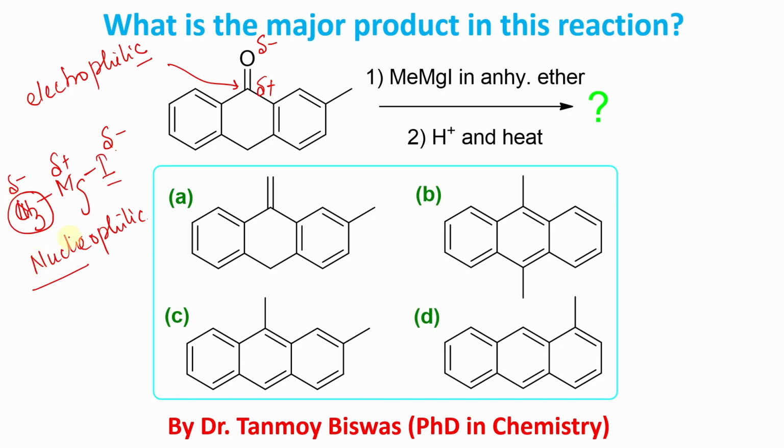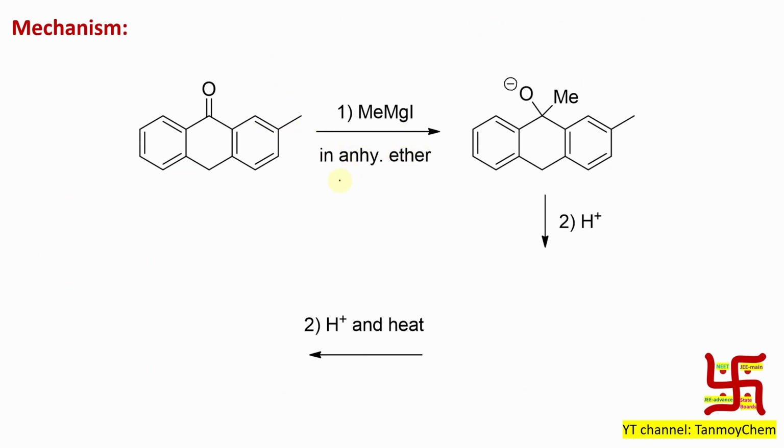And where will it attack? It will attack here. So in the first step, this methyl will attack here and the ring will open up. What will it produce? This is methyl, with the attached O minus, and in order to balance the charge there is MgI plus, the whole moiety as a counter cation. Now the next step, work up.